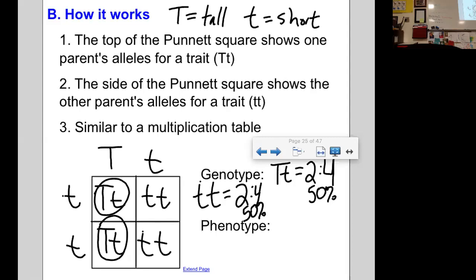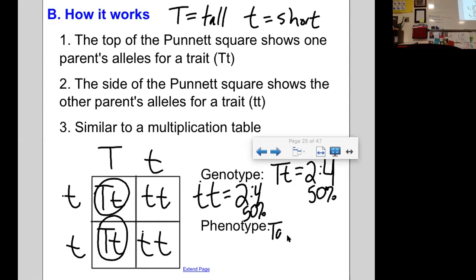Or 50%. Okay, sometimes they'll ask for the phenotype. So what's phenotype? The stuff that you can see. So what do T's represent? Tall or short? So looking at my genotype, big T stands for tall, so my individual could be tall.